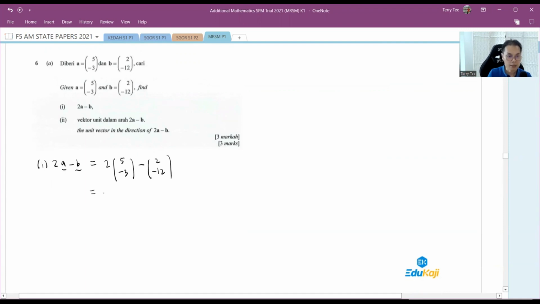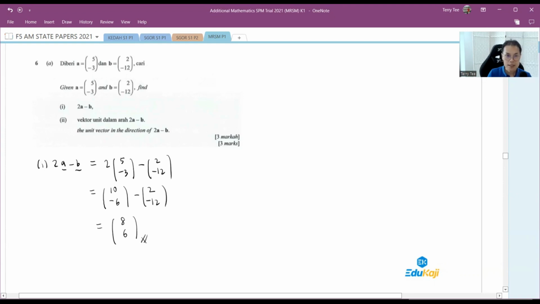So just multiply inside 1 by 1: 10, minus 6. This is minus, the minus 2, I don't want to multiply the negative inside first. I'll just leave it out. This is minus 12. So when you add them together, you should get 10 minus 2, which gives us 8, minus 6 plus 12, which gives us 6. So you get 8, 6.